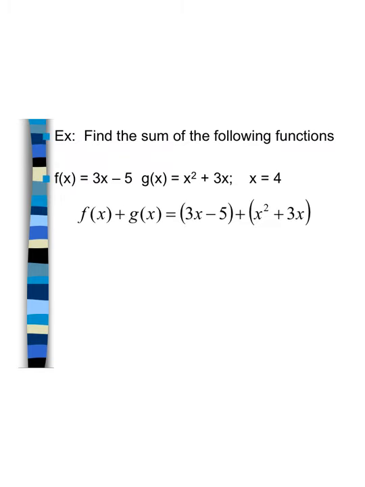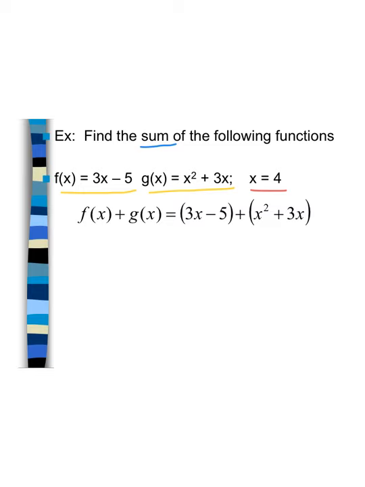All right, for our example here, we are asked to find the sum of our following functions. The first function is f of x, which is 3x minus 5. Our second function is g of x, which is x squared plus 3. So we're going to find the sum first. Once we have found the sum, we're going to evaluate our sum by plugging in an x value of 4.